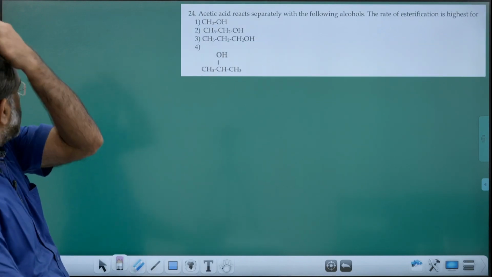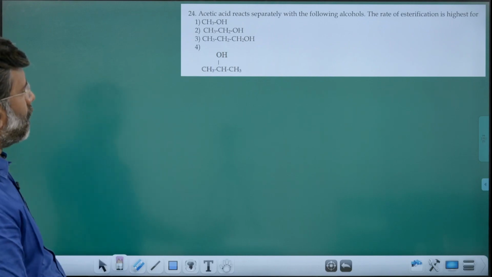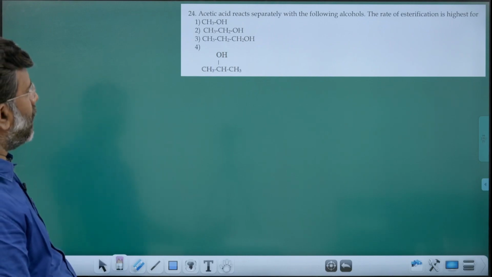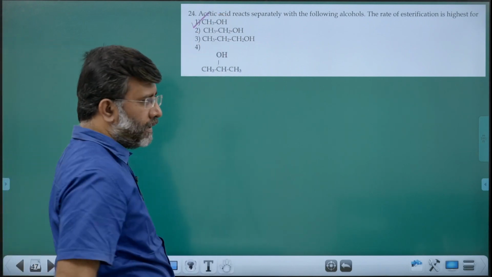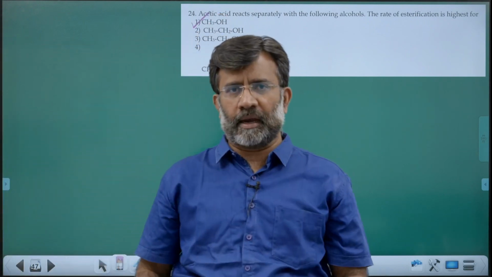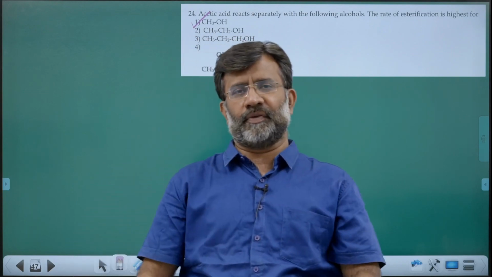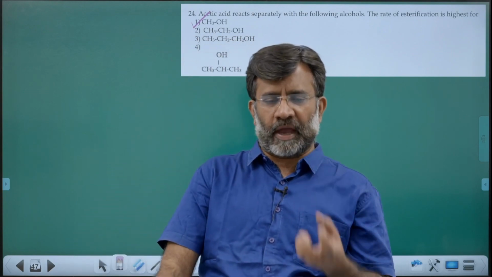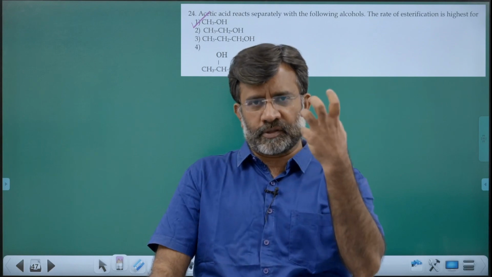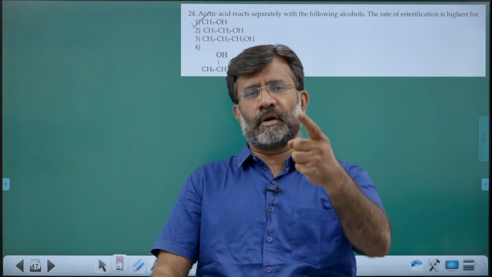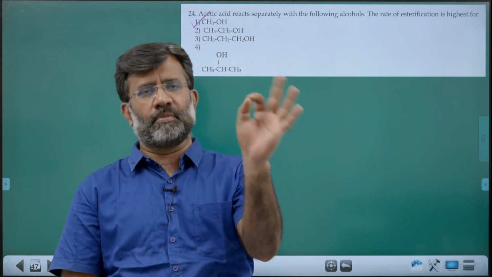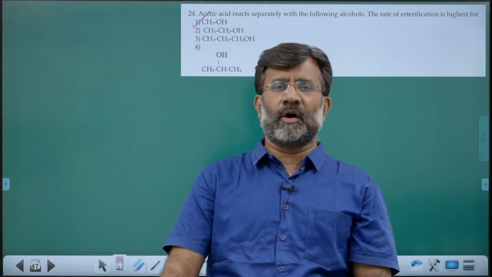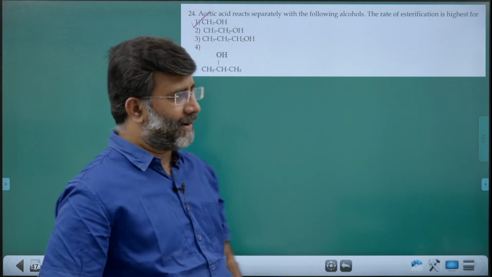Acetic acid reacts separately with the following alcohols. The rate of esterification is highest for option 1. Simple acid and simple alcohol give a high rate of esterification. As the size of the acid group increases, or as the size of the alcohol increases, the rate of esterification decreases. So simple alcohols and simple acids give a good yield in the esterification reaction. Next.